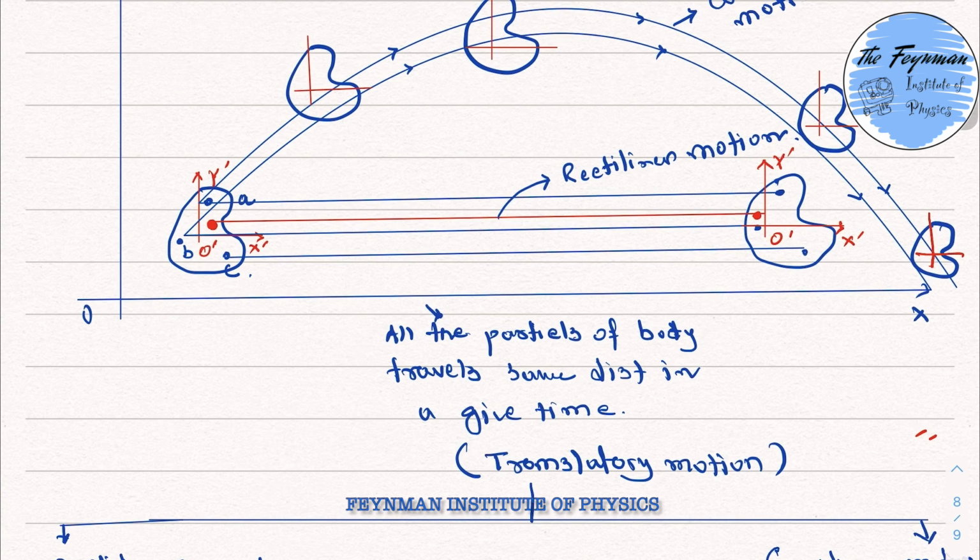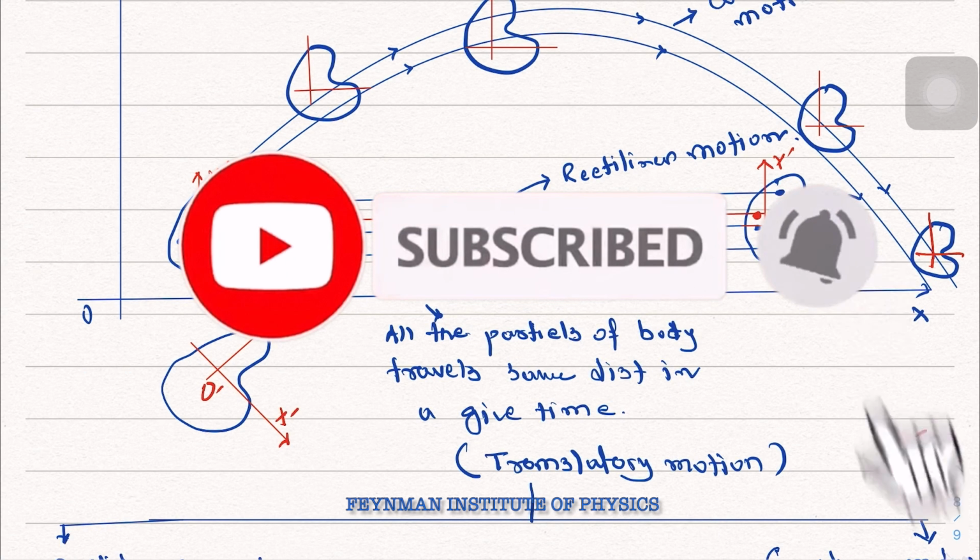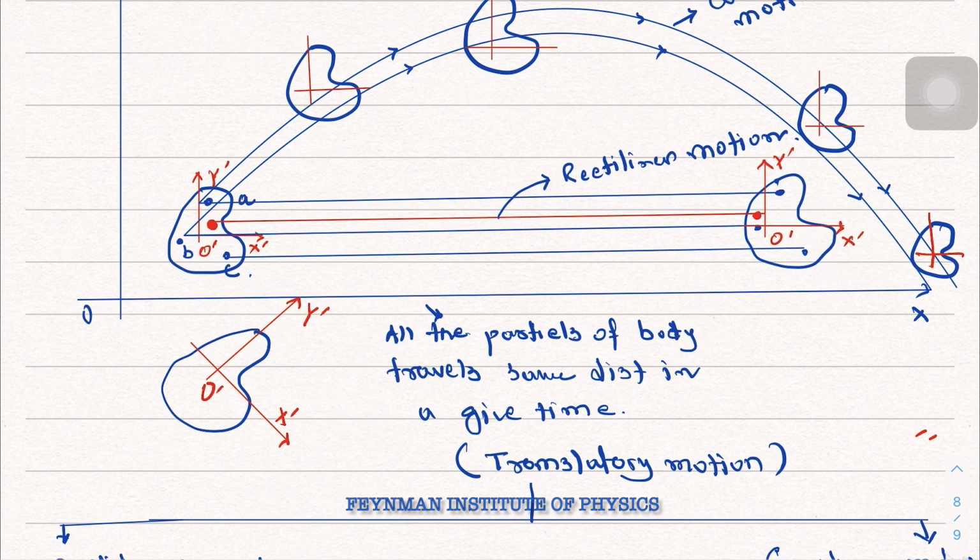Also, this body can move in another way. Suppose this body is moving in such a way that the reference frame attached with it does not remain parallel with the external reference frame. Now this kind of motion is obviously not a translatory motion, because the body is rotating, because the reference frame attached with it does not remain parallel to the external reference frame. That indicates the body is rotating. So it is a kind of rotating motion.